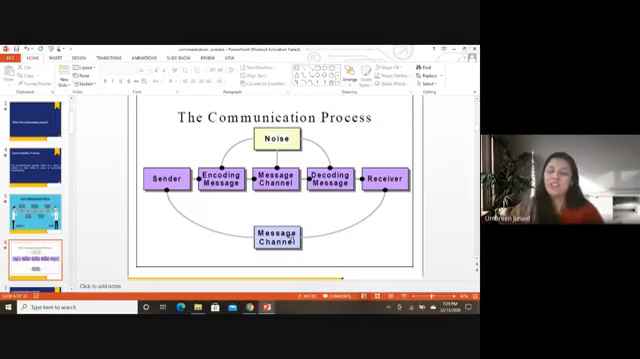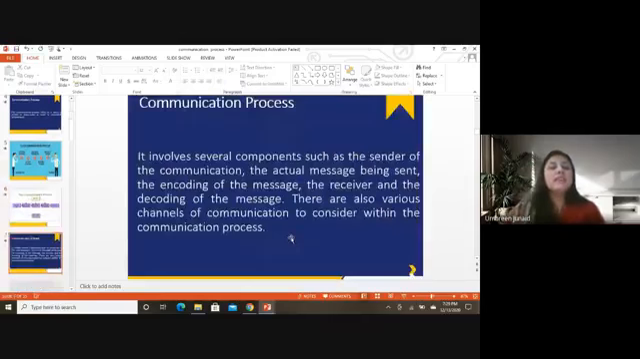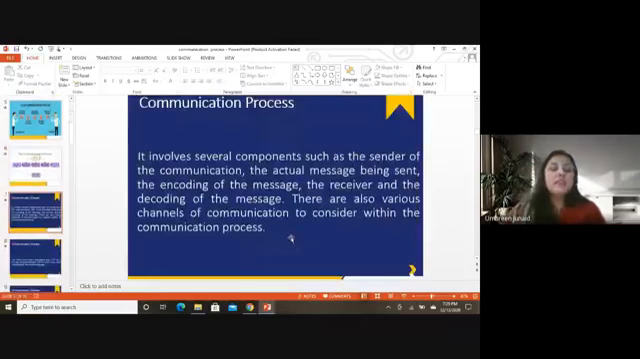for the communication process. The communication process involves several components, such as the sender of the communication, the actual message being sent, the encoding of the message. I will again say what is the encoding of the message: the way that message will be sent, the method, the mode that you select to send that message is called the encoding of that message. Then the receiver who will receive, and the decoding of that message. Now, how he gets that message.